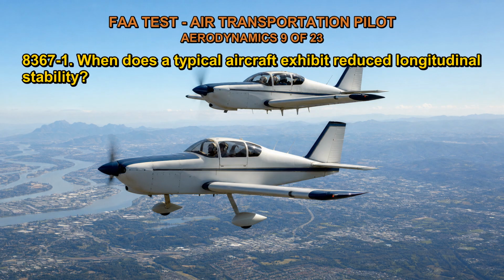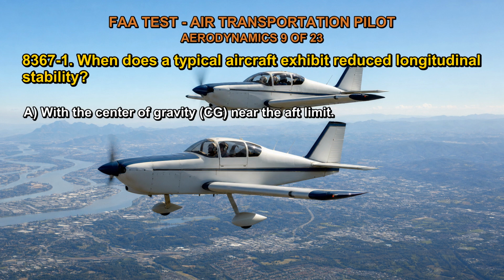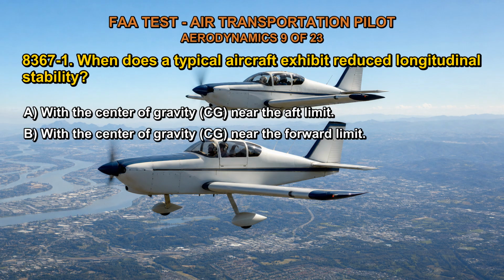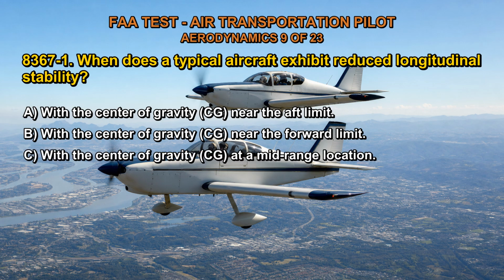8367-1. When does a typical aircraft exhibit reduced longitudinal stability? A. With the center of gravity, CG, near the aft limit. B. With the center of gravity, CG, near the forward limit. C. With the center of gravity, CG, at a mid-range location.